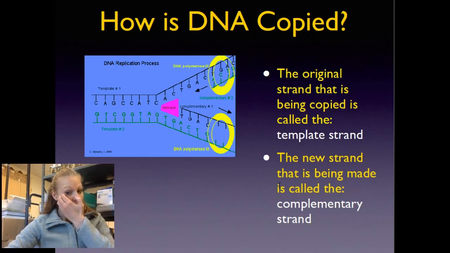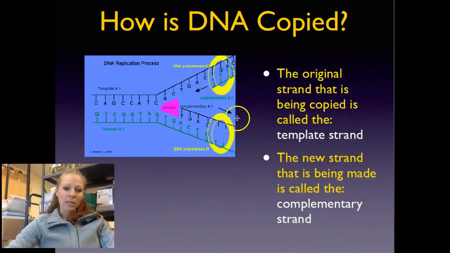The original strand that is being copied is the template strand. So if this is our original strand right here, the original band of DNA, it's unzipped by enzyme helicase, which we see here. The original half is here and here, and then nucleotides are being added in the middle. So these are the complementary strands. At the end of DNA replication, you have two strands of DNA. Both are going to be half original and half new, half template and half complementary.